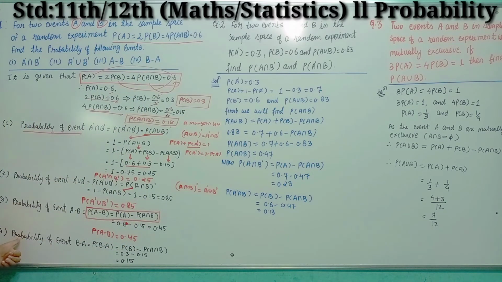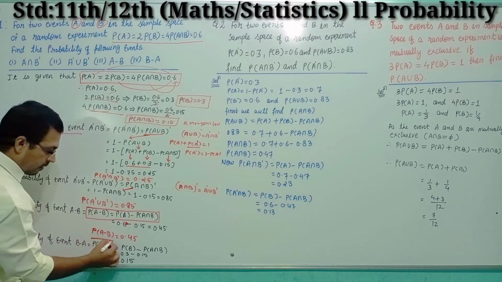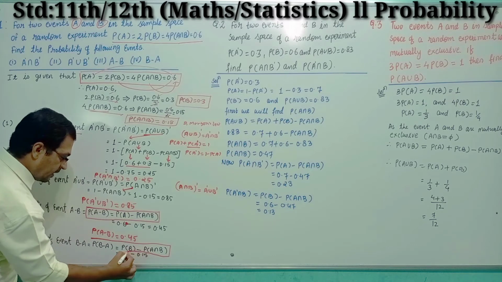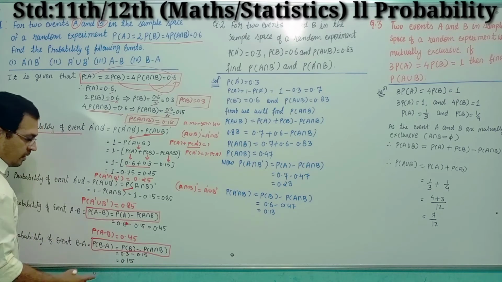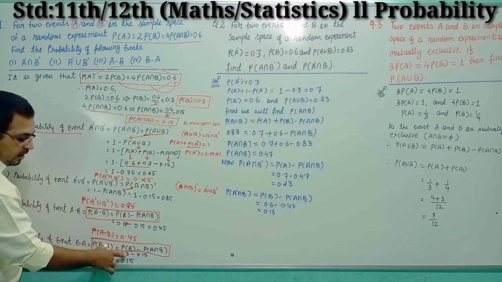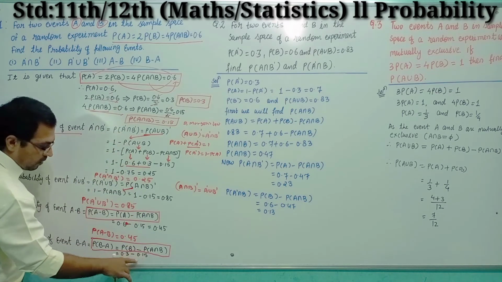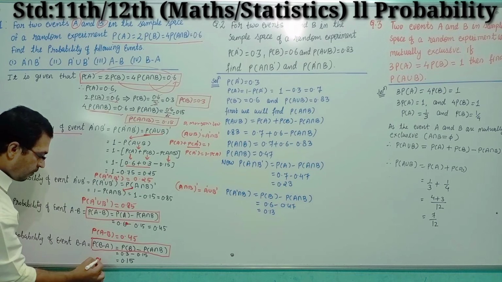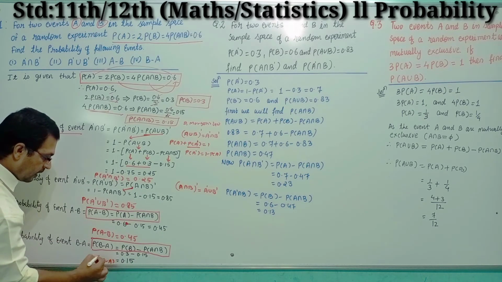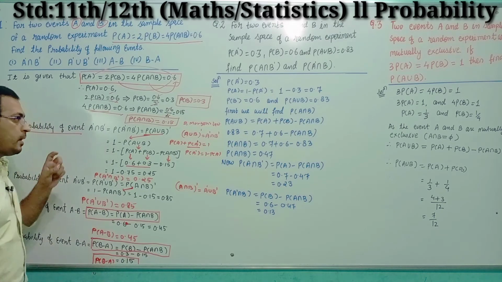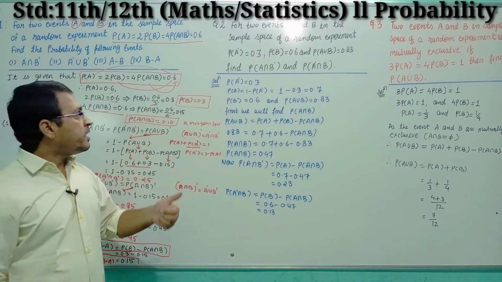So this is similar to the third one, probability of event B minus A. So probability of event B minus A is equal to probability of B minus probability of A intersection B. We know the value of P of B is 0.3 and P of A intersection B is what? 0.15. So probability of B minus A is 0.15. Okay. Now moving to the next question.